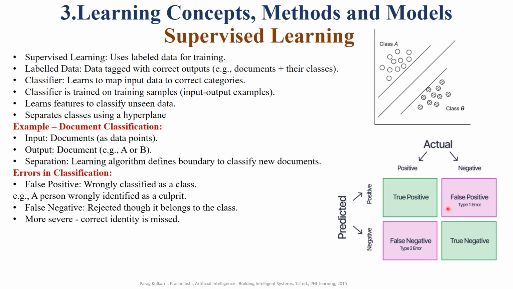In a false positive, we are wrongly classifying it as a class. Actually it is negative, but the model is classifying it as positive. When I say false negative, it is rejected though it belongs to the class. Actually it belongs to the positive class, but we are predicting it as negative. So we are rejecting it though it belongs to the class. In this case, it's very severe that the correct identity is missing.